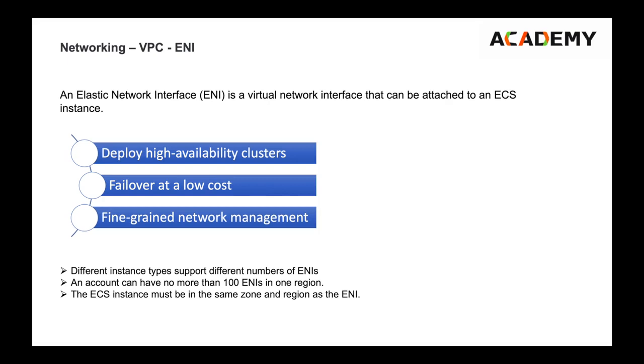Different instance types support different numbers of ENIs. The larger instance types will support sometimes up to 32 network interfaces on a single ECS instance, but most instance types will support at least 2 ENIs. An account can have no more than 100 elastic network interfaces in a single region, so keep that in mind. And an ECS instance must be in the same zone and region as the ENI you're binding to it. So the ENI, you can think of it as being a flexible private network interface. The EIP is a flexible public network interface.